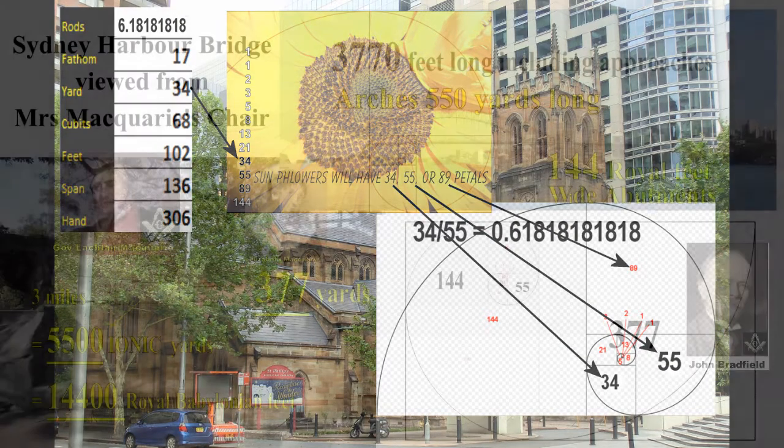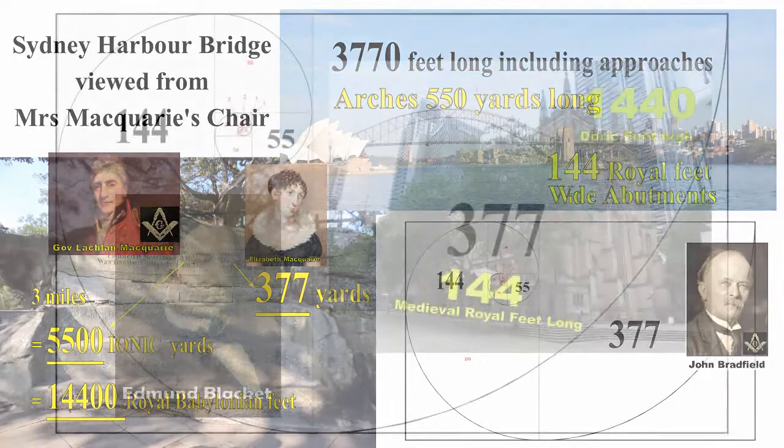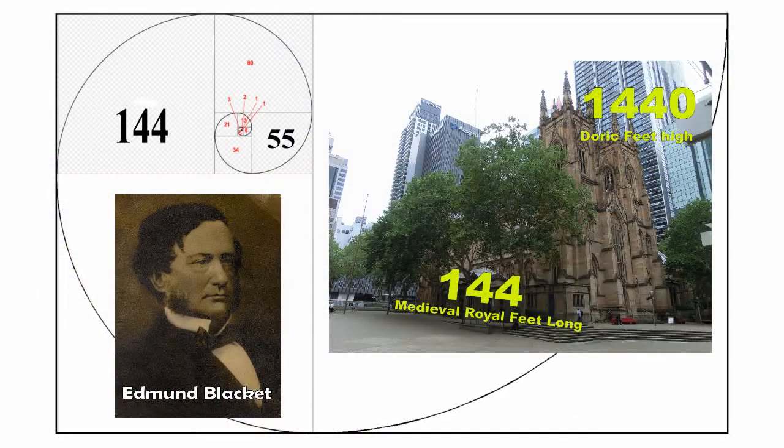It's just amazing. But as an example, some of the points: Sydney Harbour Bridge, 550 yards, and 5,500 ionic yards in Mrs. Macquarie's Chair, as well as 377. They also include 144, so the system of Fibonacci numbers is without doubt in there.